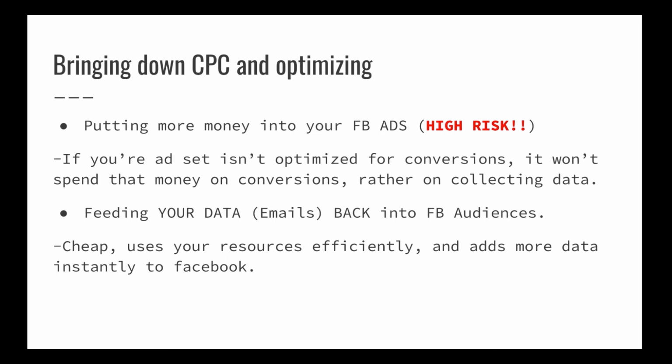It's going to spend that money on collecting more data. The second way you can bring down your cost per conversion and optimize your Facebook ad is by feeding your data, the emails that you collect on your landing page, back into Facebook audiences. And this is cheap because you already have your customers' emails. It uses what you have efficiently and it adds more data instantly to your Facebook. And I'll show you how you can do that.